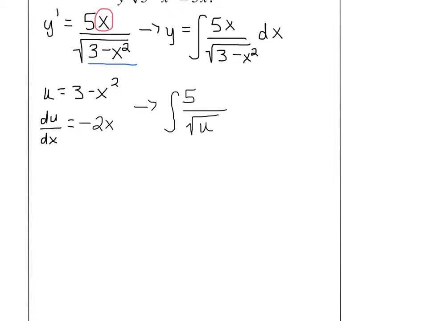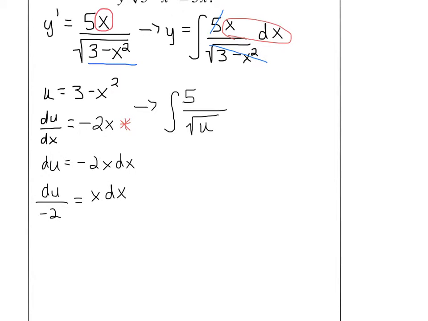All right, and now we need something that is equivalent to x dx, because everybody else has been accounted for. So I'm looking for something that's exactly equal to x dx, and that's going to come from here. We'll do du equal to negative 2x dx, and then a little bit more algebra, we get that du over negative 2 is exactly equal to x dx.